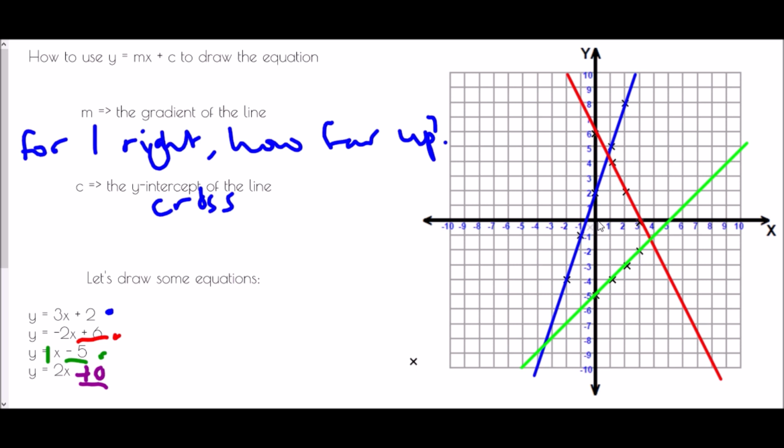So 0, 0 will be the first point on our graph. Now the gradient, the value in front of x, is 2. So we're going to go 1 to the right and 2 up, and repeat that. And we can keep going again with that if we really want to, but we should have enough points marked in order to do that.